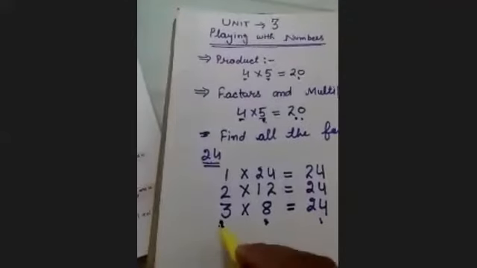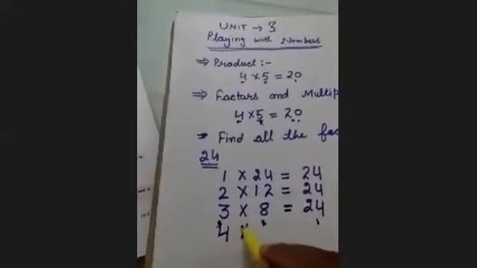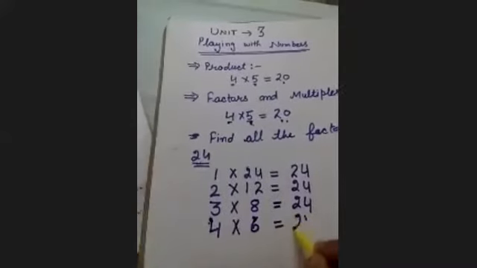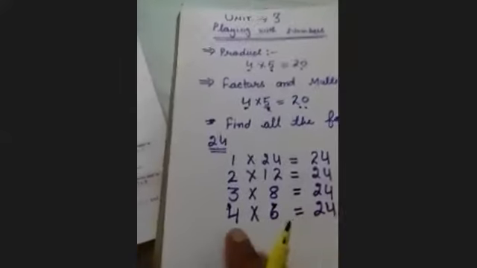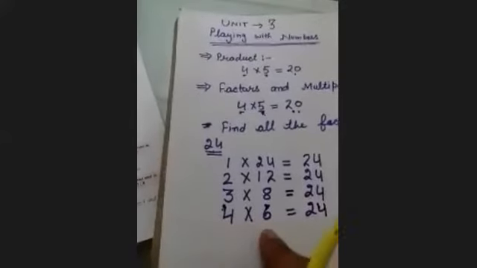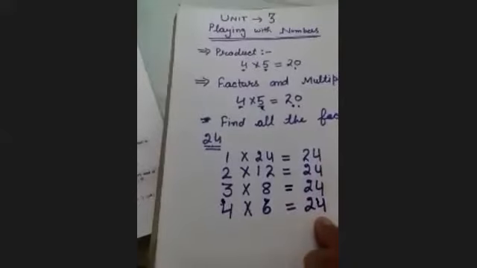Next we will divide by 4. 4 6s are 24. So it means 4 and 6 are also two factors of 24.